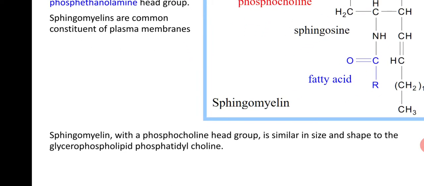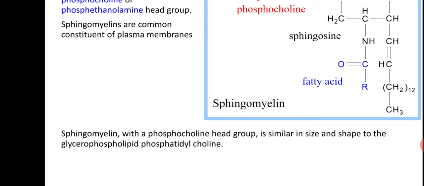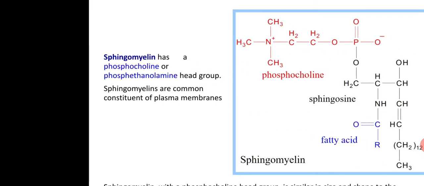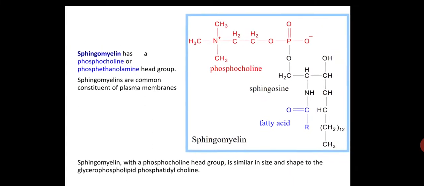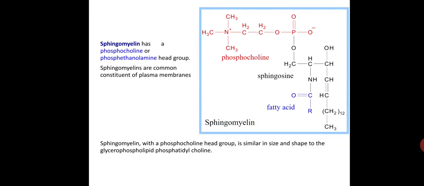So sphingomyelin, which has a phosphatidylcholine head group, is very similar in size and shape to the glycerophospholipid phosphatidylcholine. Okay, so just remember this.